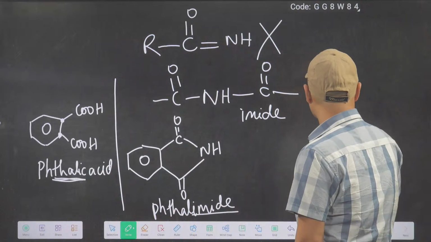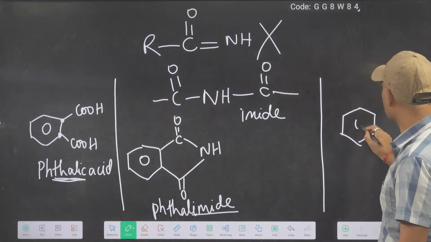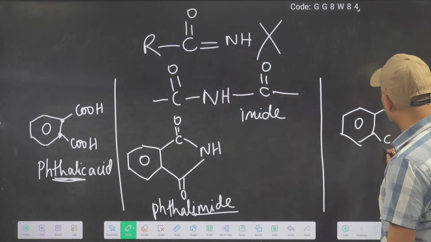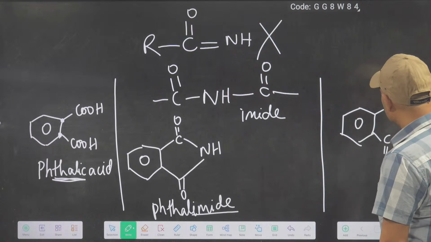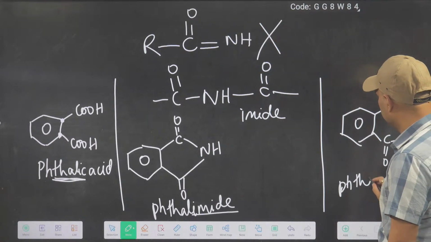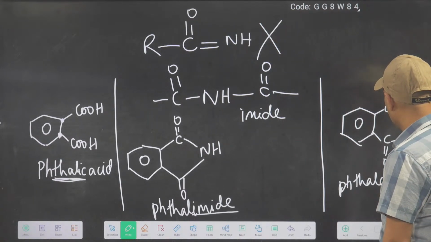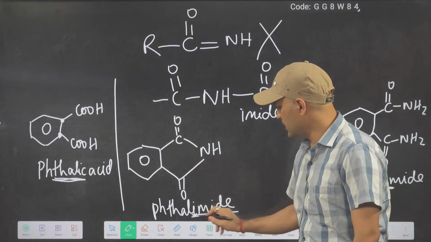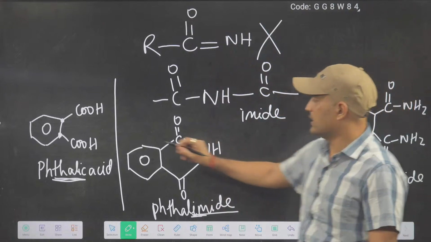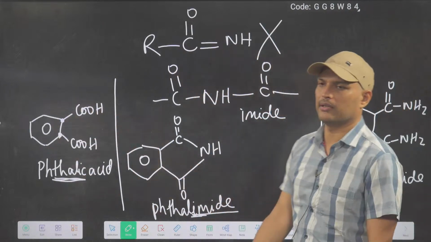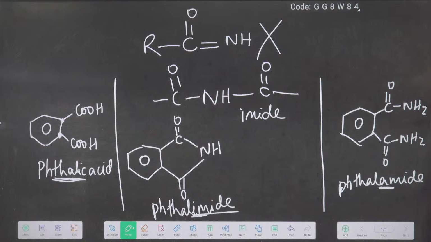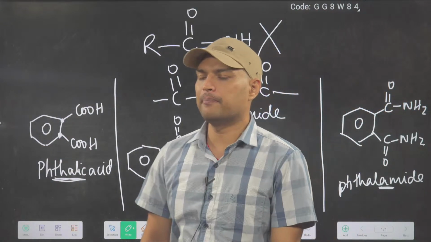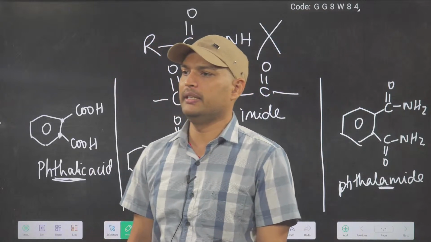There is a compound phthalimide also. If you write CONH2, here also you write CONH2, then this is phthalimide. CONH2 is amide. Two carbonyl connected, it is imide. All are derived from phthalic acid, you can think. So three compounds I have told you now: phthalic acid, phthalimide.